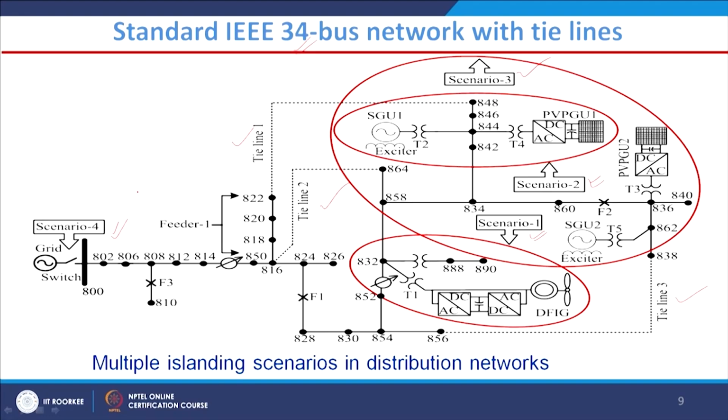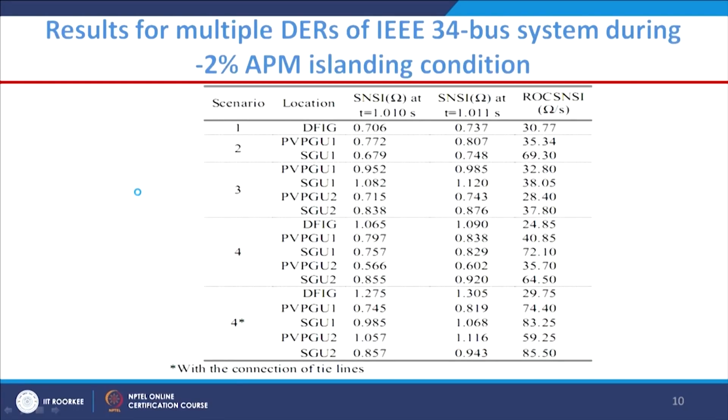So, based on different combinations of the tie line connections or disconnections, we have decided on different types of scenarios. Based on these scenarios, here we have tabulated the corresponding values of SNSI and ROC SNSI. If we take scenario 1, the corresponding SNSI value is 0.737 and this ROC SNSI is 30.77.